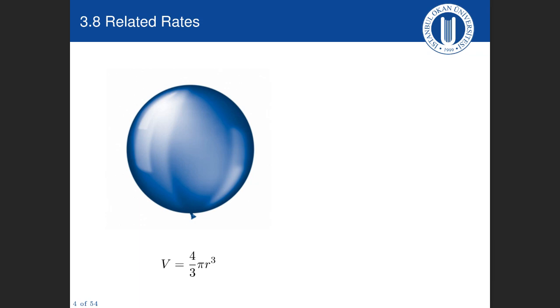For example, let's suppose we have a spherical balloon. Using the formula for the volume of a sphere, the volume of this balloon, V, is 4/3 pi r cubed. When the volume changes, that means the radius changes, or conversely, if the radius changes, that means the volume changes. How? Well, we differentiate this using the chain rule. dV/dt is dV/dr times dr/dt, or 4 pi r squared dr/dt.